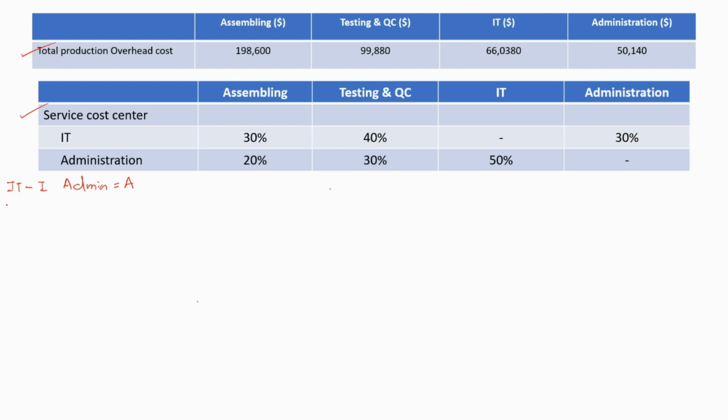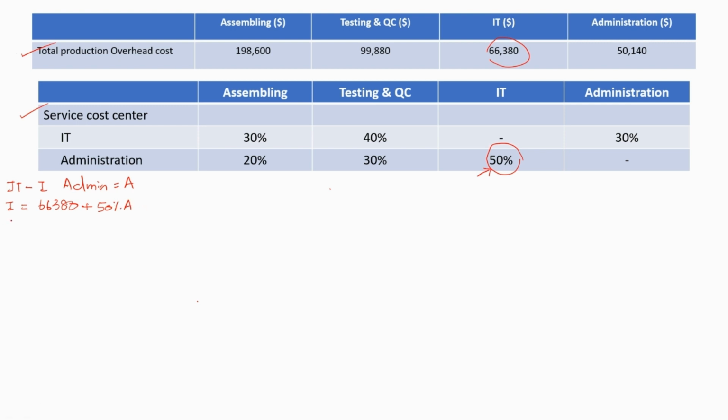Simply we are going to calculate the total production overhead cost for the service cost centers after the reapportionment. So for IT service cost center, it has already an allocated amount which is 66,380. This amount plus the reapportionment amount from the other service cost centers. As you can see, administration service cost center provides 50% of their services to the IT service cost center. So 50% from the administration service cost center.